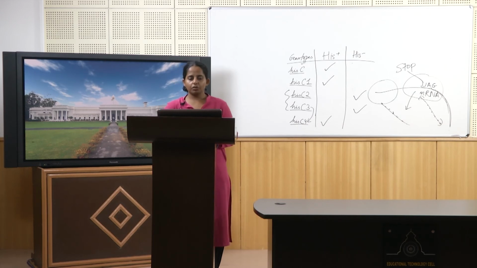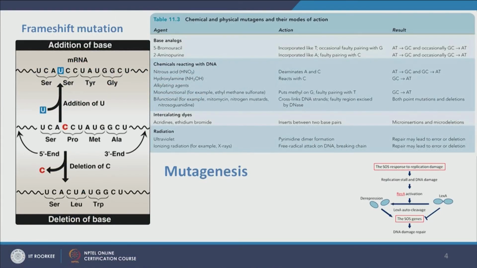So now let us look at some of the mutagens and how they act. So we have base analogues. Base analogues are very similar to the nucleotide base. For example, we have bromouracil, it acts like T, like U, but it has a bromine which normal uracil does not, and it incorporates like T and it causes faulty pairing with G, when it should have actually paired with A, but now it will pair with G. As a result, we have a very different transcription. Aminopurine acts like A and it faultily pairs with C.